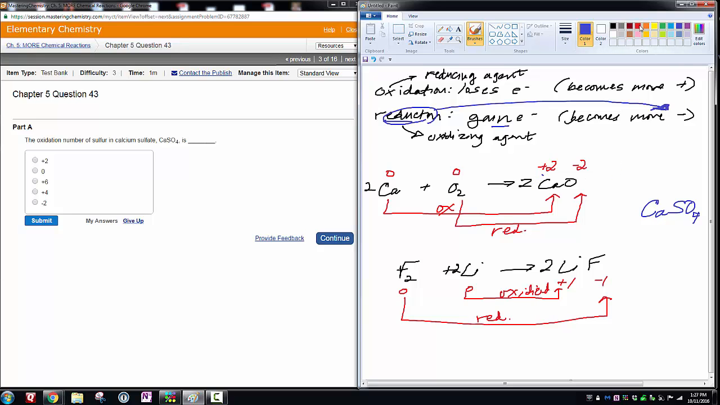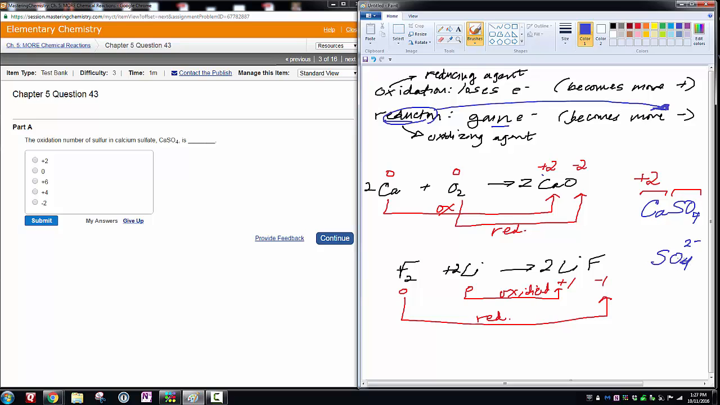This gets a little bit more tricky because I have covalent bonds. So the first thing we do is recognize this is an ionic compound where calcium has a charge of +2 and the sulfate, the whole thing, has a charge of -2. So the oxidation number on calcium is +2. That's easy. But we wanted to know the sulfur, not just the whole sulfate. The whole sulfate has a charge of -2.